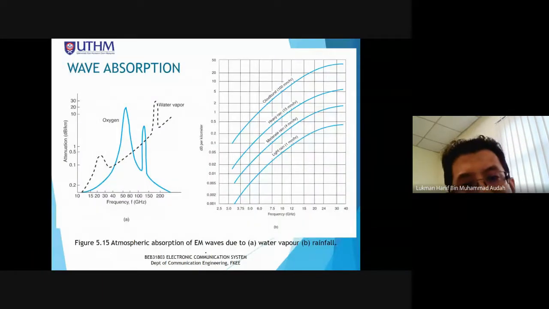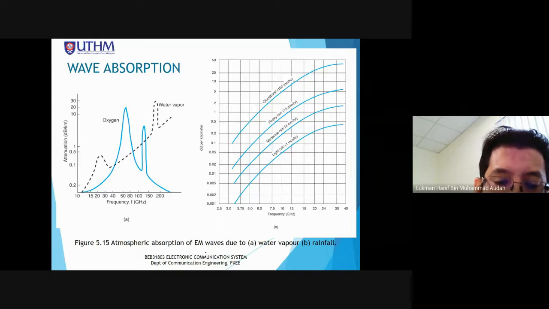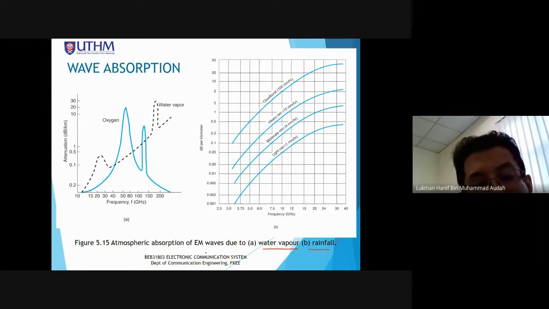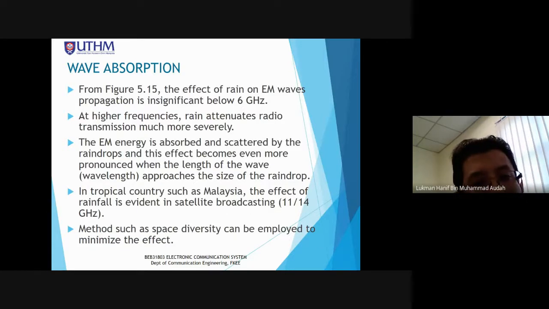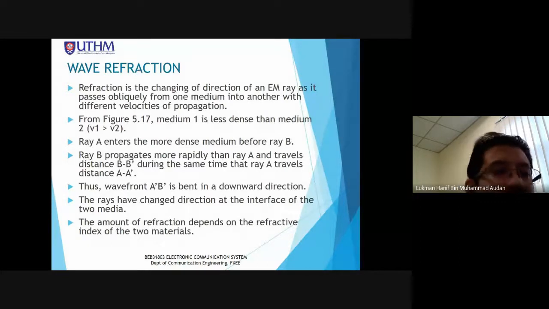Ini wave absorptions, ini dia tunjukkanlah frequency versus dB per kilometer. Ini disebabkan oleh picture A is due to the water vapor and B is due to the rainfall. Okay, ini dari segi wave absorption per kilometer. Lagi jauh, lagi besar dia punya absorption, maknanya attenuation dia semakin besar. Okay. So wave absorption, ini pun wave absorption. Kita dah lihat. Okay, wave refraction.